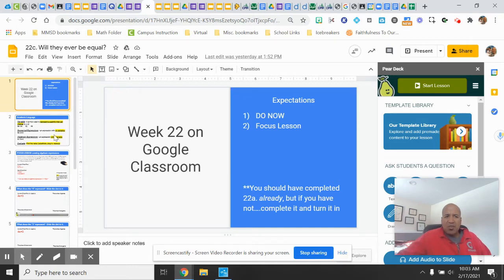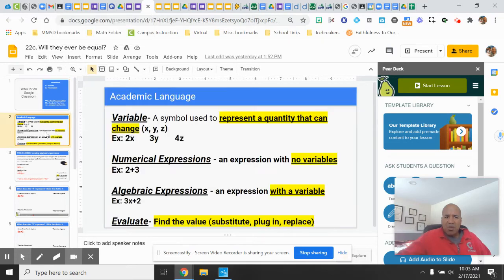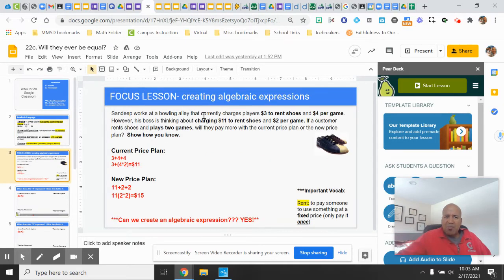into algebra. Okay. So once again, in our Google Classroom, there's 22C, which actually I showed them. I don't even think that this is actually in our Google Classroom, but we went over the variable and numerical expressions. So our academic language again, we looked back at this problem here. This was where we had $3 to rent shoes, $4 per game was the first plan. $11 to rent shoes, $2 per game.